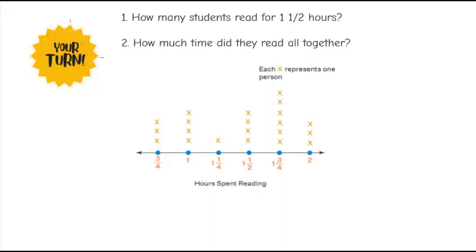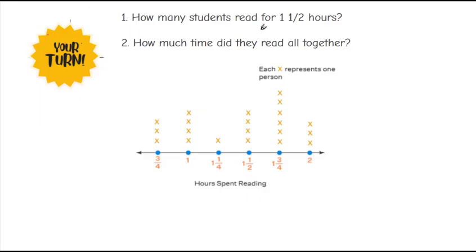You can see the line plot below. It represents hours spent reading, and every X represents one person or one student. I want you to answer the two questions at the top of the screen using the line plot that you can see here. Please pause your video, figure out your answers, take the time that you need, and then come back and we'll go over it together.